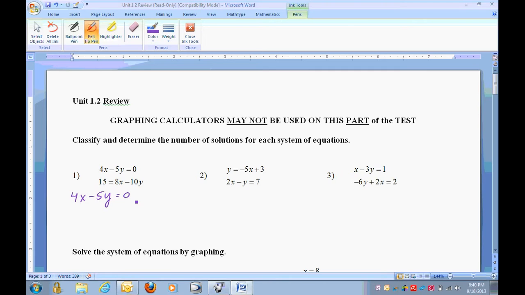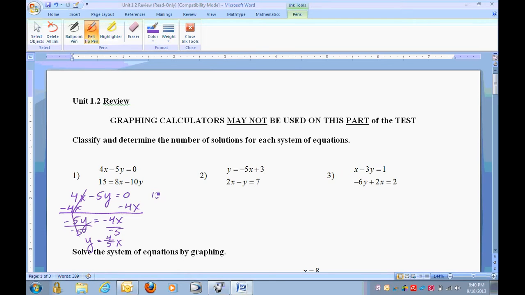I want to get them in y-intercept form or slope-intercept form in order to see what their slopes and intercepts are. So I'm going to solve for y. So I subtract 4x, and I get negative 5y equals negative 4x, and then I divide by negative 5. So my first equation is equivalent to y equals 4 over 5x.